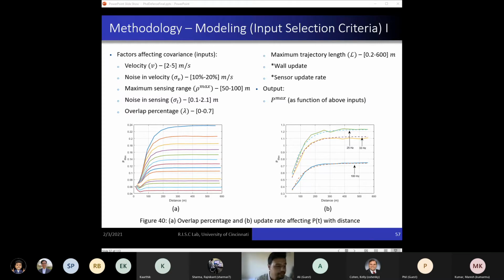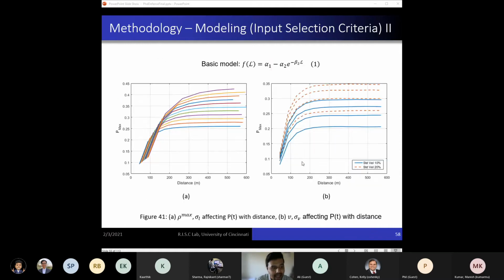For example, if I refer to figure 40A, keeping every other input parameter constant, and just varying the overlap percentage, we see a change in maximum PT value with respect to the travel distance or the time. Similarly, in figure 40B, we get the same result by varying the sensor update rate. And we see similar results for varying the other input parameters; for example, if we have 6 parameters, varying 1 and keeping the other 5 constant.